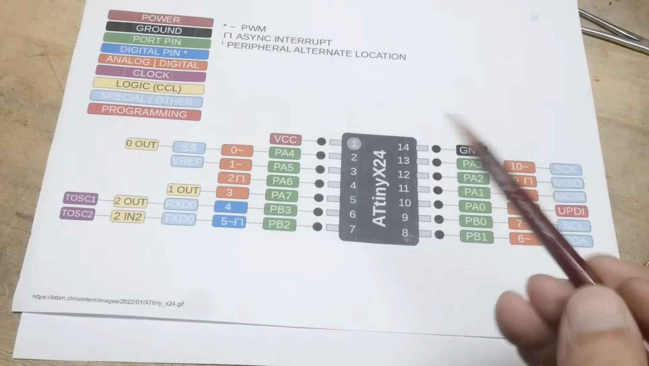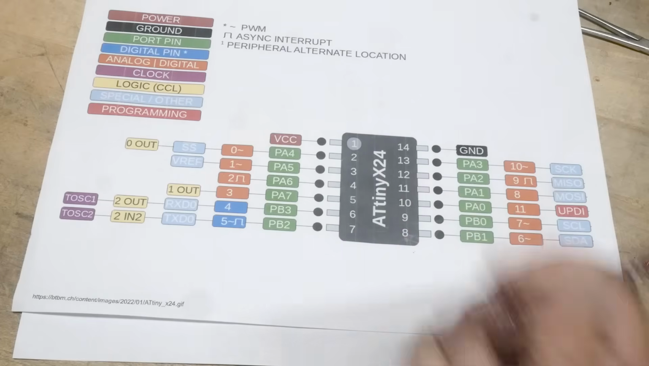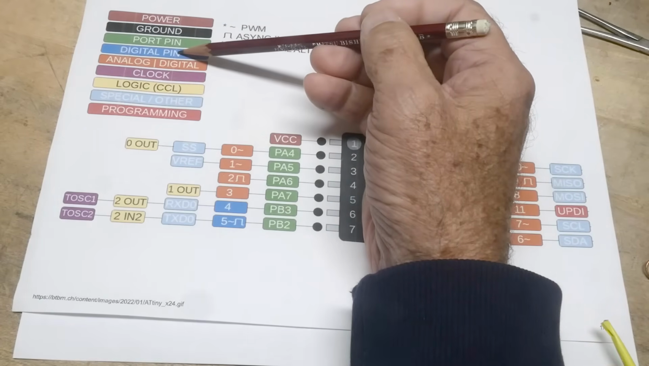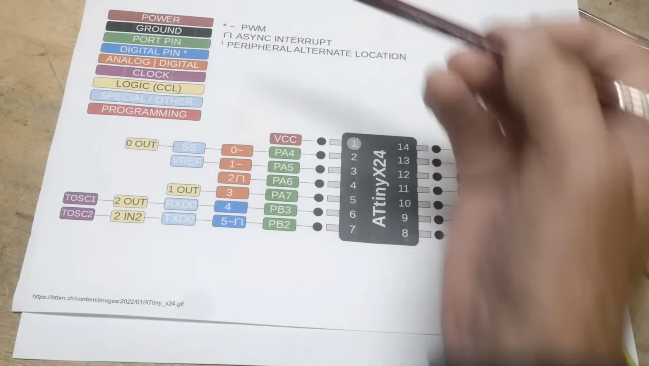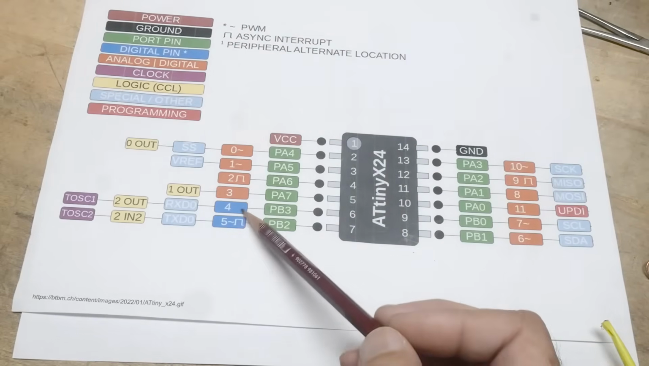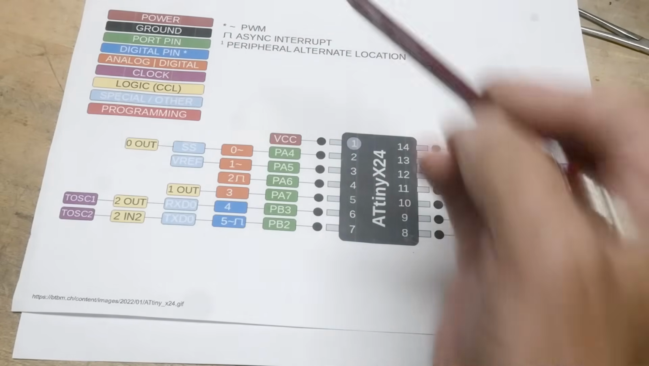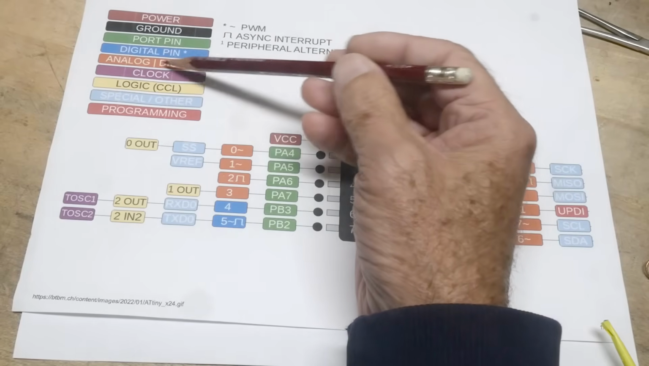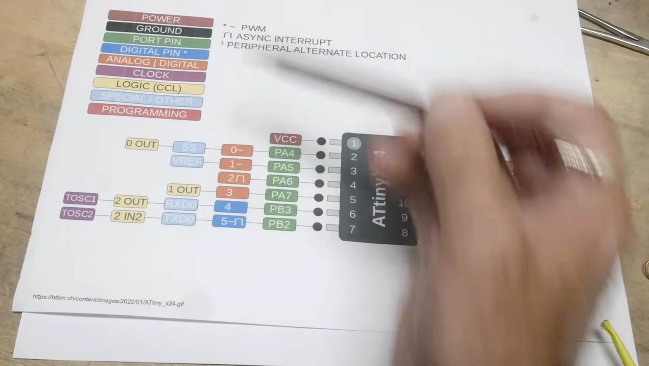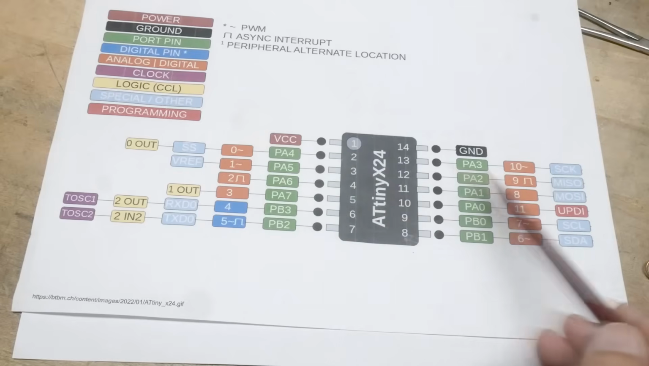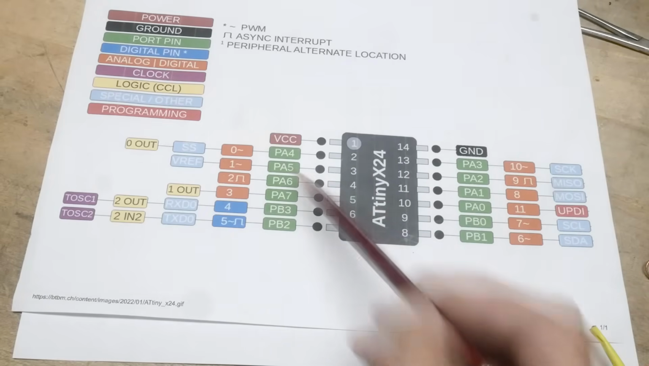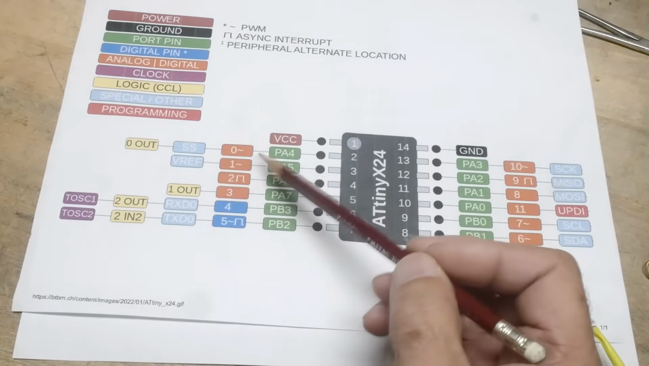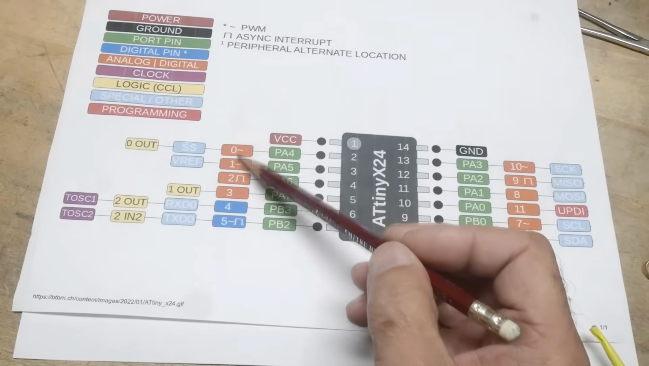So if you're going to do digital things, okay, you can look here, and it says blue is a digital pin. And it says orange is analog and digital. So orange, you can do analog and digital. So all of the orange pins, you can either do a 1 or a 0, or you can use them as a DAC out or an A to D in.